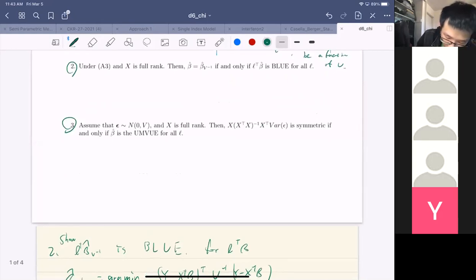And in question 3, we can use a similar argument by saying the beta hat is this, which is UAVE, and these two are the same, so the beta hat is also UAVE.